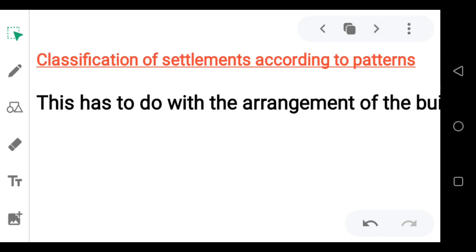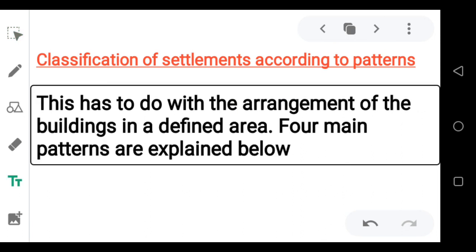Now, let's classify settlements according to patterns. Settlements are usually classified according to patterns. Now, this has to do with the arrangement of the buildings in a defined area. How the buildings are arranged will form the patterns. Now, 4 main patterns are explained below.